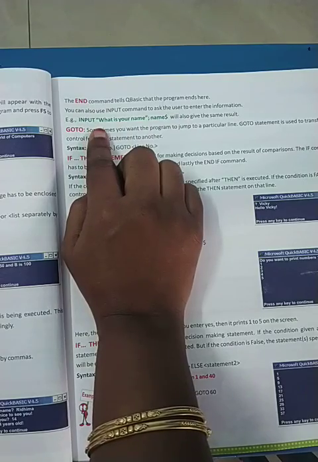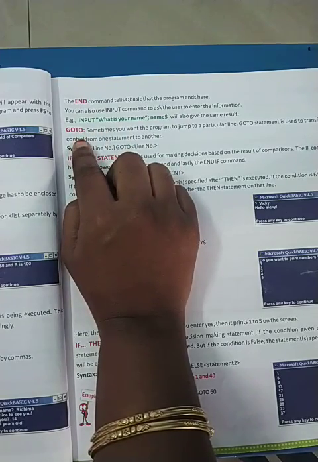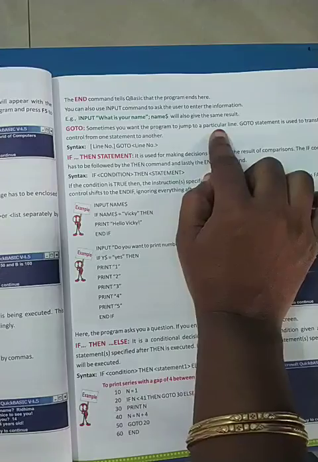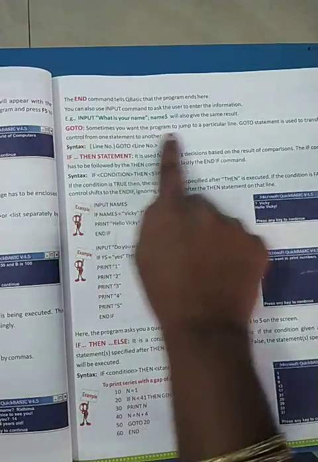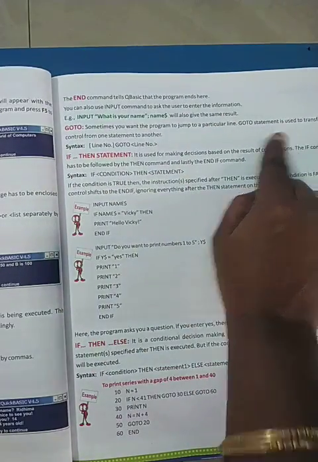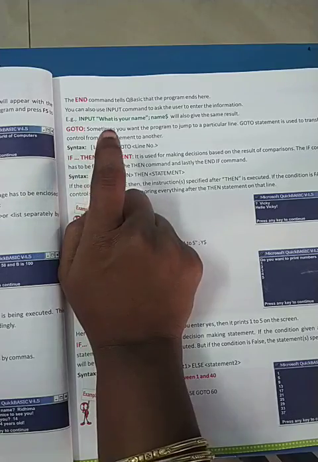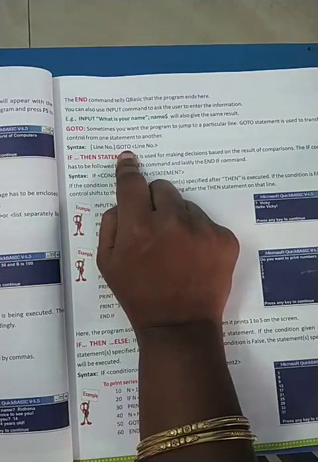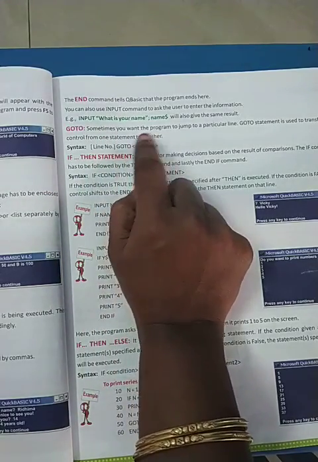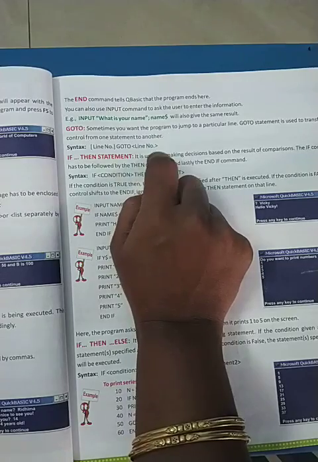Now GOTO. The GOTO statement is nothing but telling the program that you have to jump to that particular line. The syntax is: from one line, go to the next line. So GOTO this line number, GOTO the new line number.